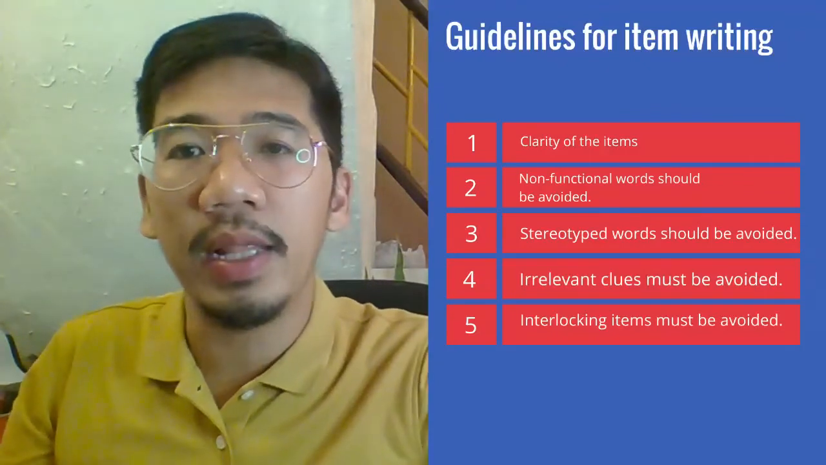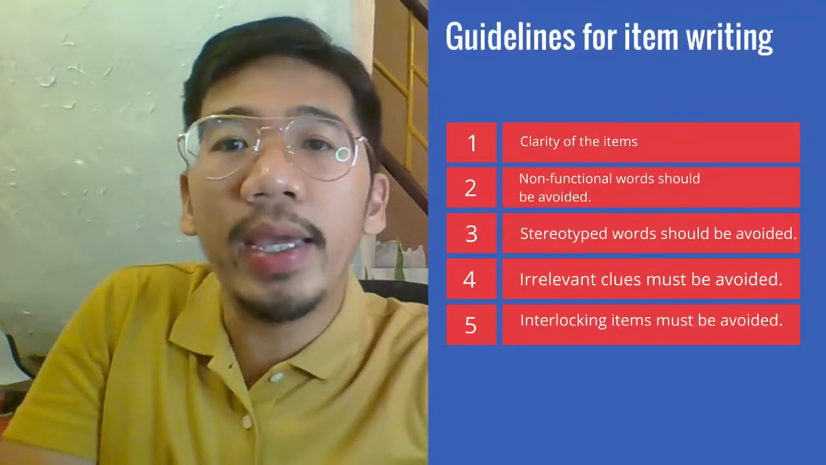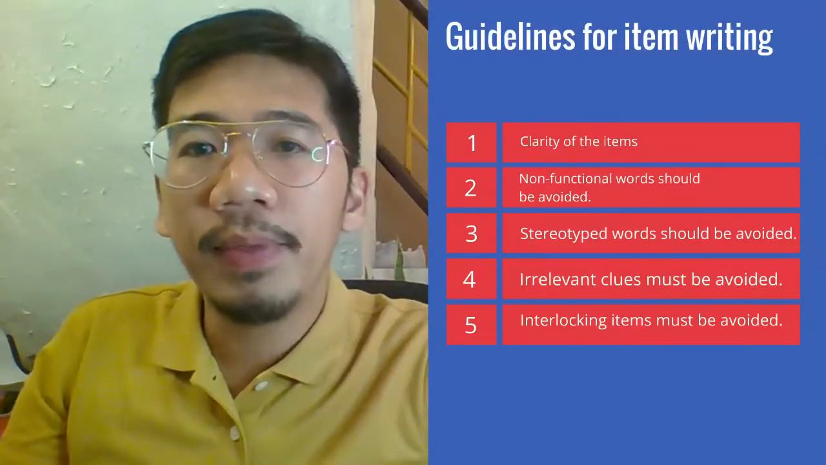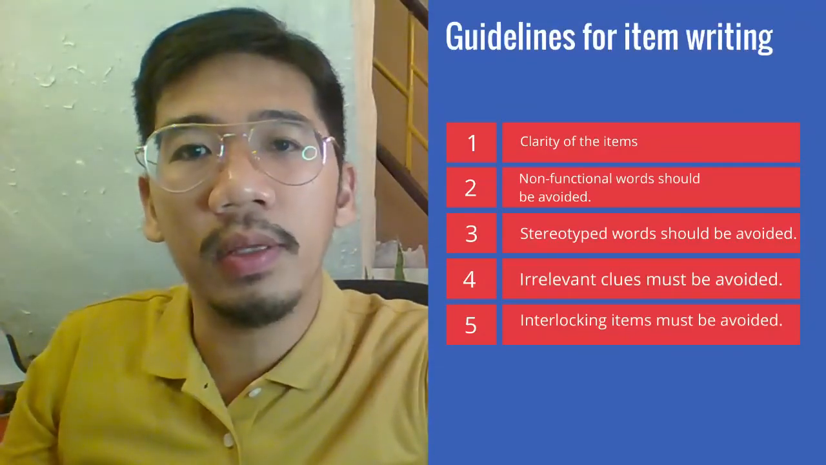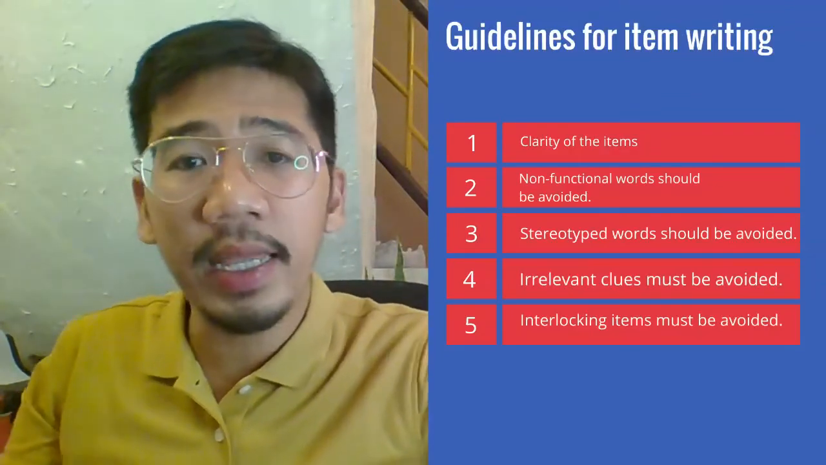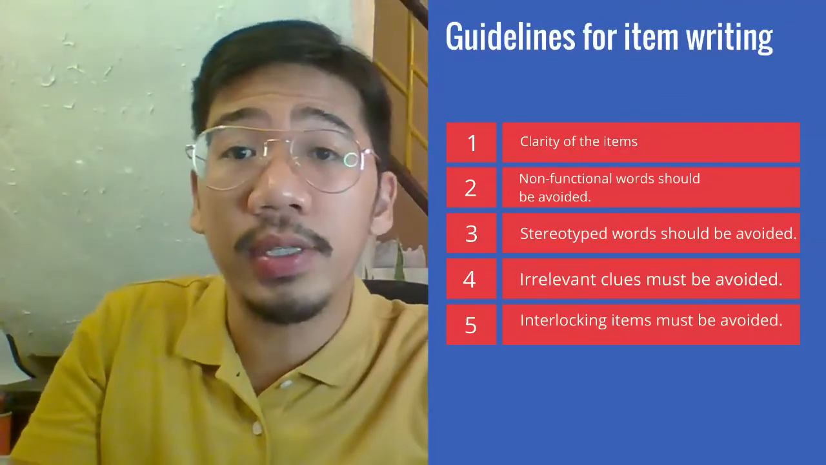Specific determiners like never, always, all, none must also be avoided because they are also irrelevant clues to the correct answer, especially in two-alternative answers.